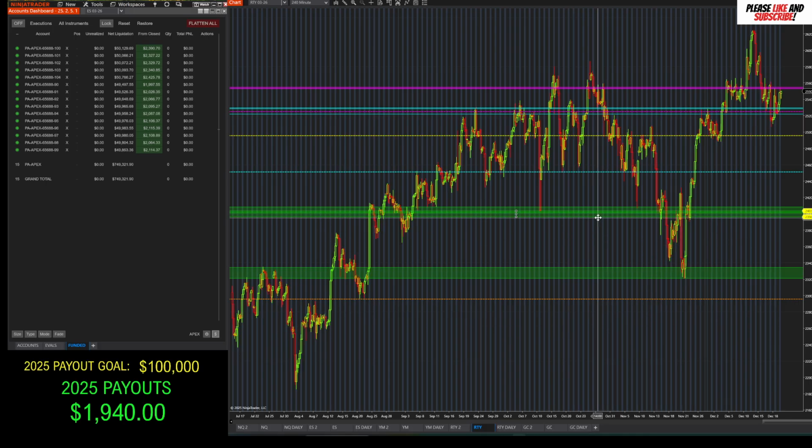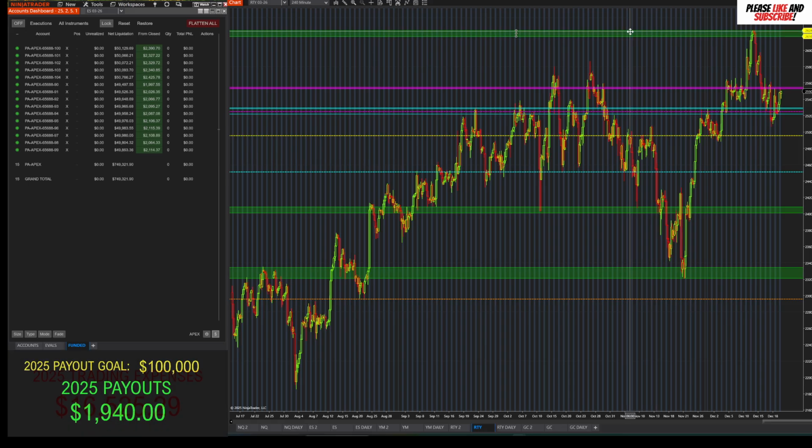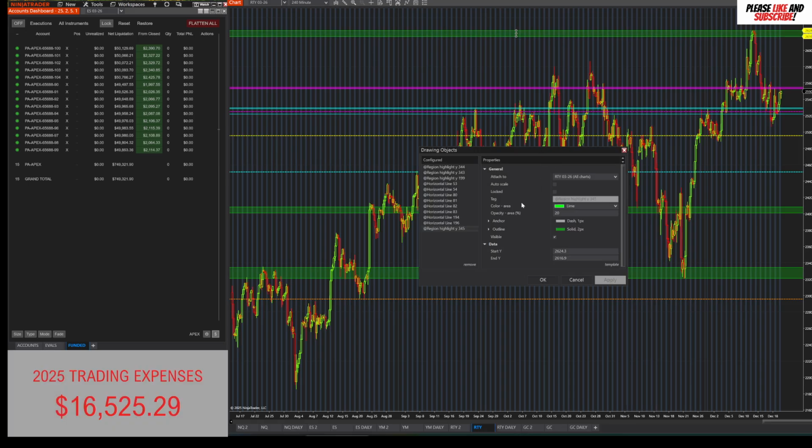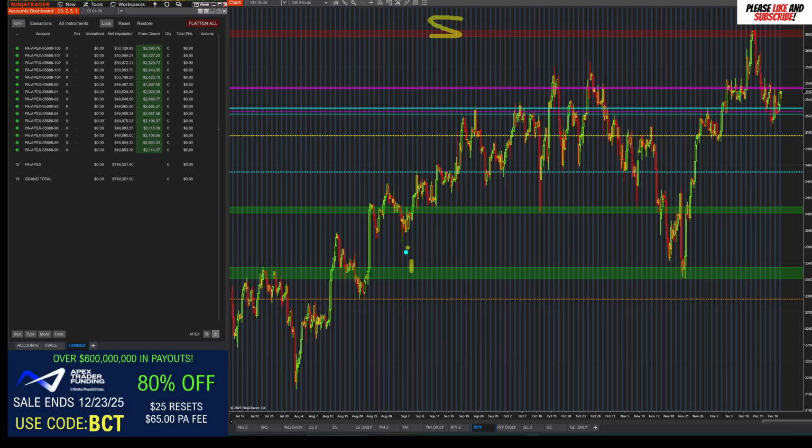So I'm going to copy and paste, move this up, and now I'm going to make this red. So going into properties here, I'm going to make this red. Okay, now we're set. And the reason I do that is because this red, for me, signifies a supply high zone. So this would be a supply high zone. This would be a demand zone below.